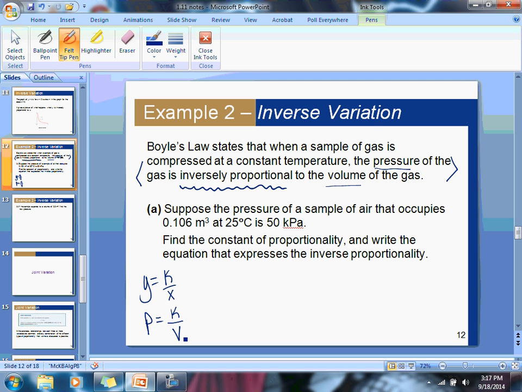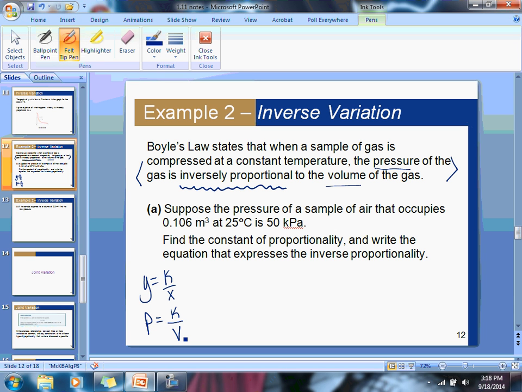Now in part A, it says suppose that the pressure of a sample of air that occupies 0.106 cubic meters at 25 degrees Celsius is 50 kPa. Not really sure what units that is. But regardless, we want to find the constant of proportionality and write the equation for the inverse proportionality. So this is like what we did before. We're going to find our constant, and then we're going to rewrite our equation with that constant in it.